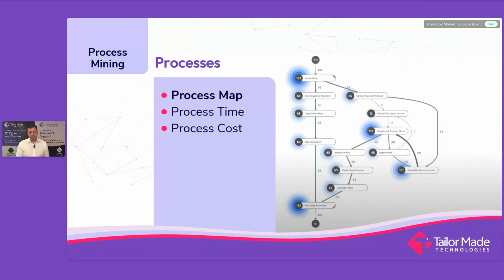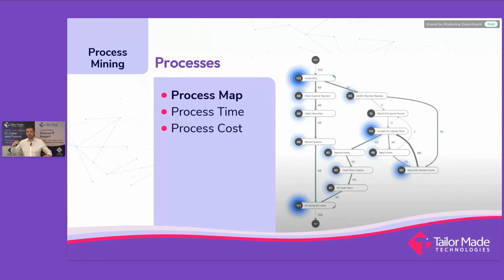You can see this is a process map, and the top item there is invoice entry. Apologies if you can't quite read that, but there are 133 processes, of which 68 went on to the next step below it, which is check customer payment. And 65 of them went across to confirm payment received. They were the next steps. So there was a decision made, either went that way or that way. Of the 65, then 56 of them went round to, down the bottom there, 101 refund with standard voucher.